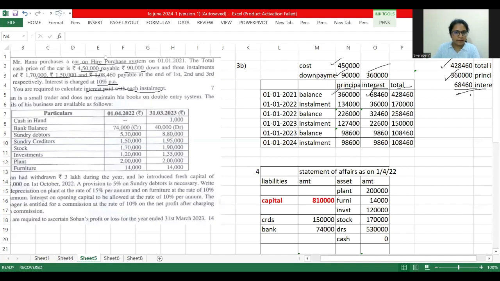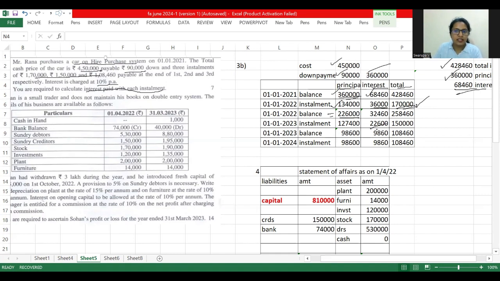So interest is taken. First installment, how much? 1,70,000 is the first installment. Interest is 10 percent. So for this 3,60,000 principal, 10 percent interest is charged. Difference between 1,70,000 and 36,000 gives you the principal repayment. Then again balance is calculated.